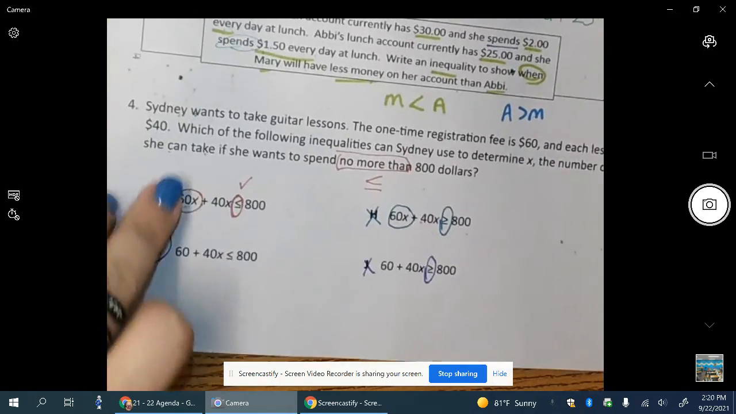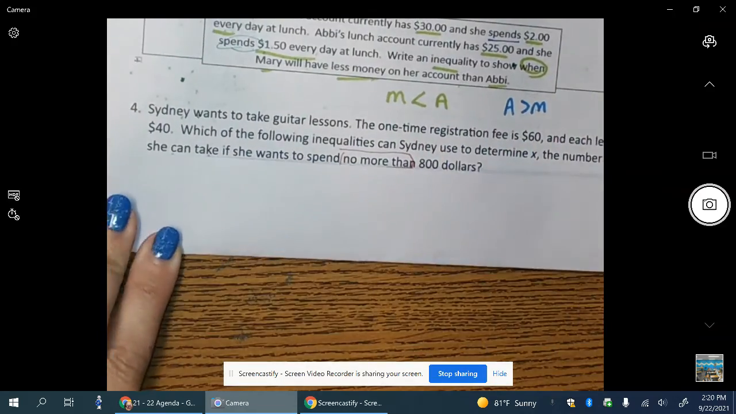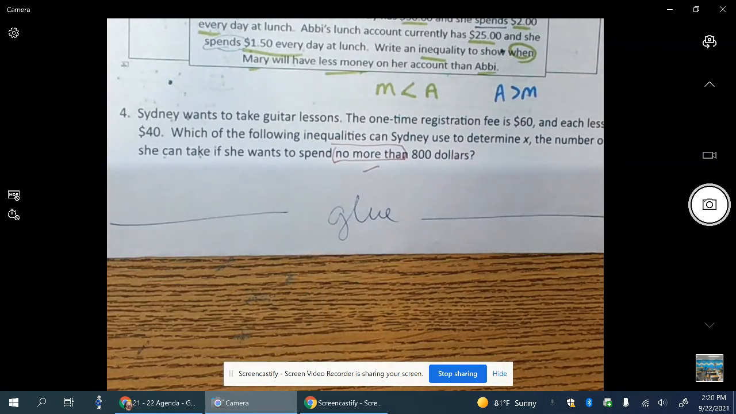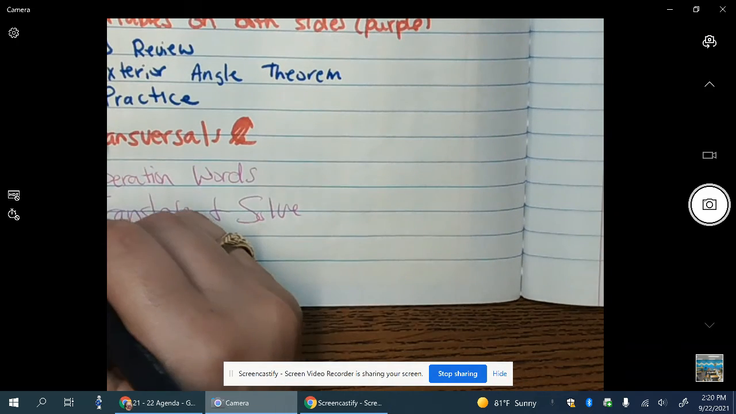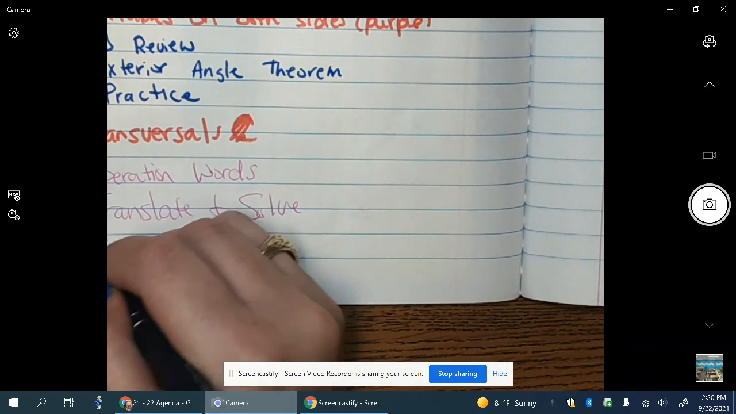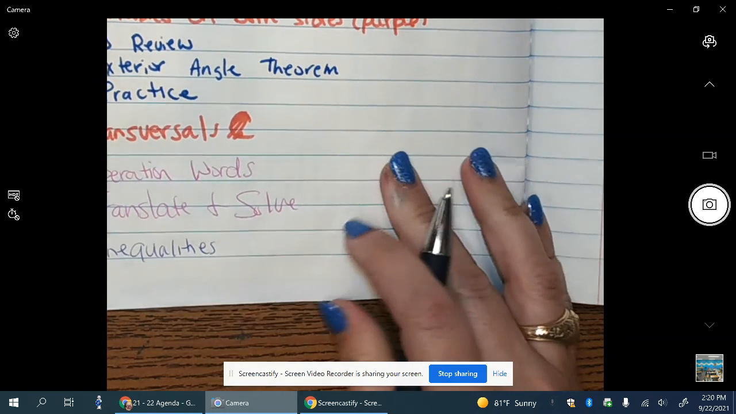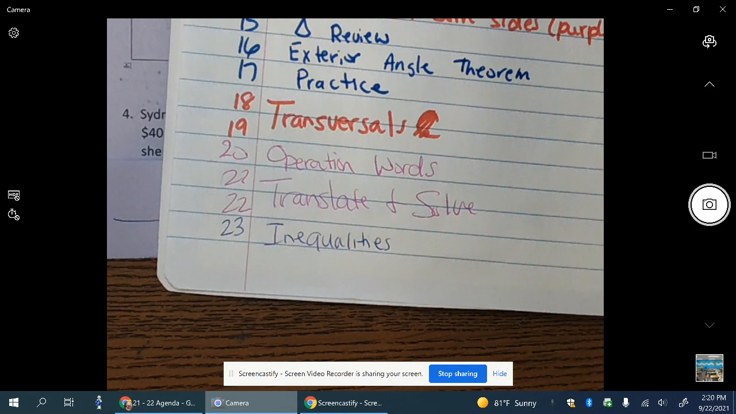Okay, so while you're looking at this page, hold up the bottom. In a moment, you will get glue. You're going to glue right here. Our table of contents. We are on page 23. This is the last thing for this unit. Okay? 23. Inequalities. All right. Update your table of contents for me, and get that glued in.